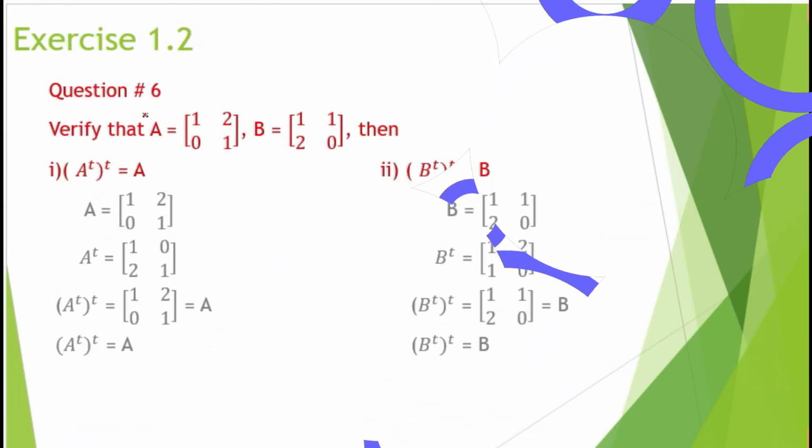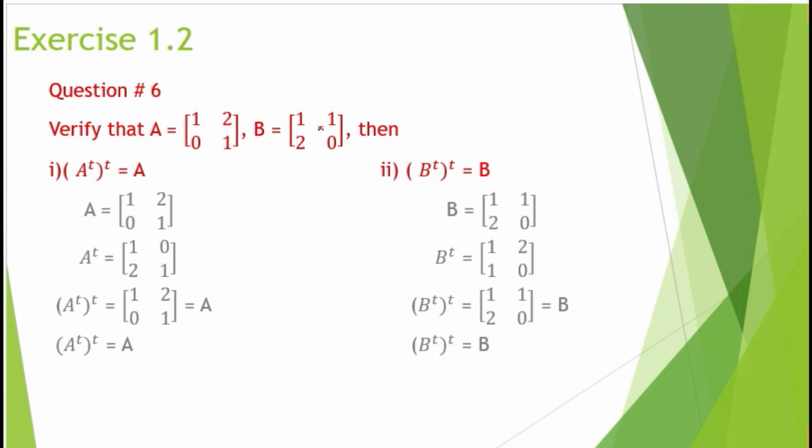Next, question number 6. Verify that the transpose of the transpose of A is equal to A, where A is equal to 1 2 0 1, a 2 cross 2 matrix, and B is equal to 1 1 2 0, also a 2 cross 2 matrix. Then we find A transpose, and again its transpose is equal to A. Similarly, B transpose, then taking its transpose again will be equal to B. So we can easily find these two parts.